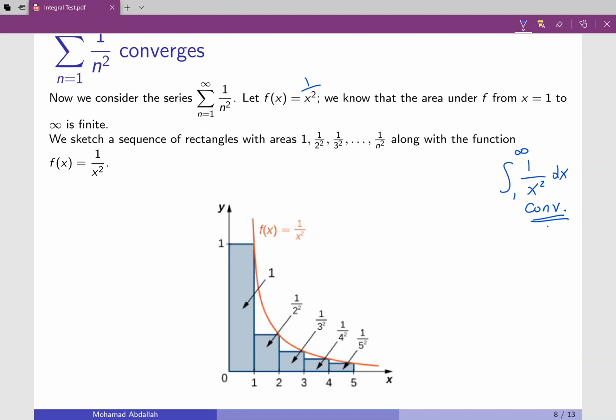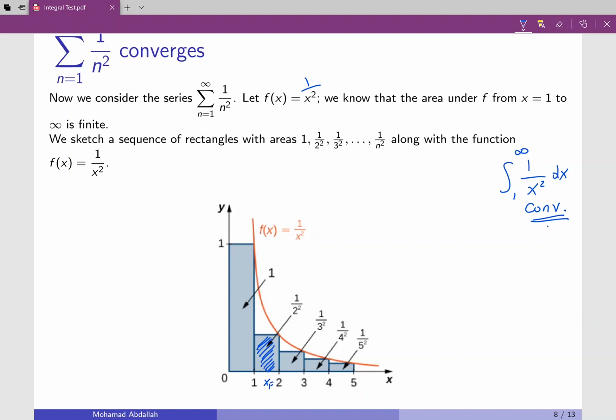So we sketch a sequence of rectangles with the following areas. And here's what we are really doing here. Forget the first rectangle. For example, for this rectangle right here, we are taking the area and choosing the endpoint. Let's say this is x1, the right endpoint.